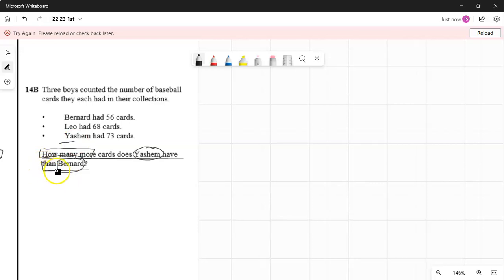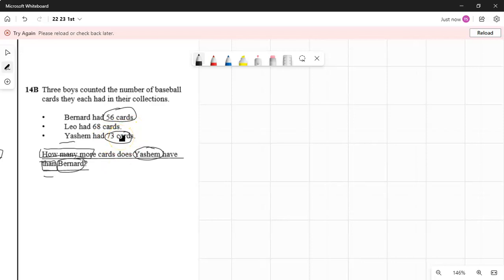Also, I see the word "than" in there. "Than" is a comparison, and if I'm comparing how much more of something, that's subtraction. So this sounds like a subtraction problem. Next, I'm going to pick out the information that's important. Bernard's cards is 56, and Yashim's cards is 73.